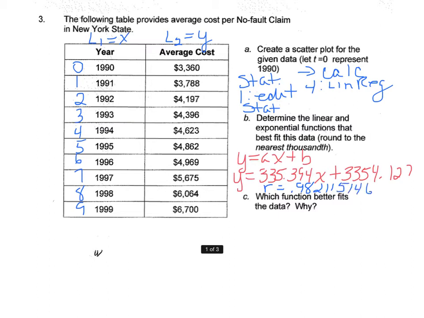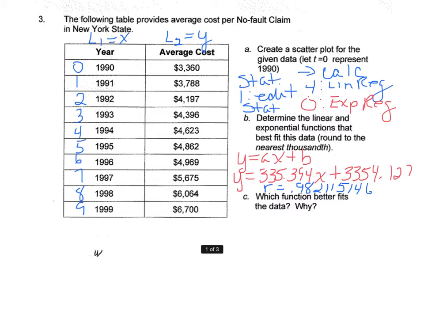2115146. All right, now hit Stat, arrow to the right to Calc, but instead of 4 for linear regression, this time we're going to choose 0 for the exponential regression, and then hit Enter. And then we're going to copy what it says.